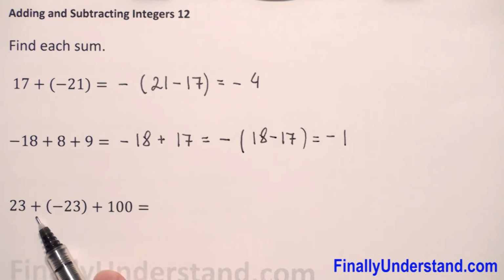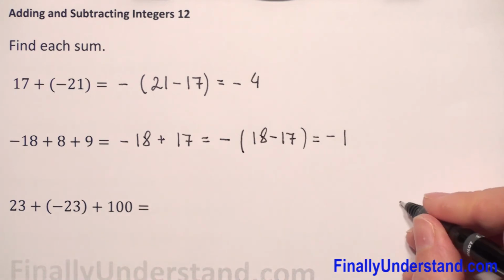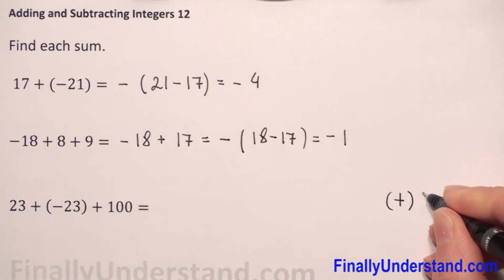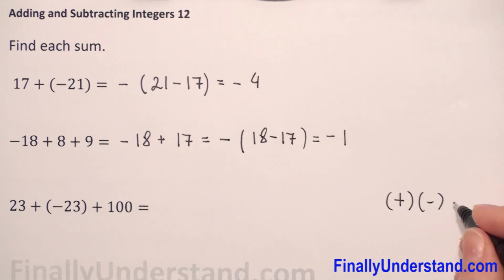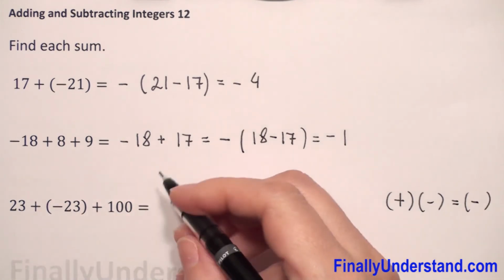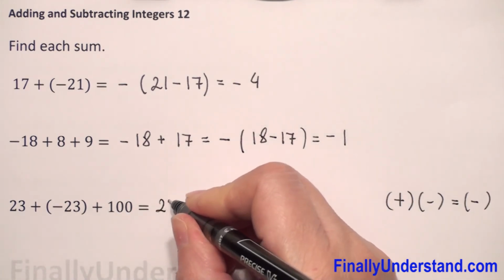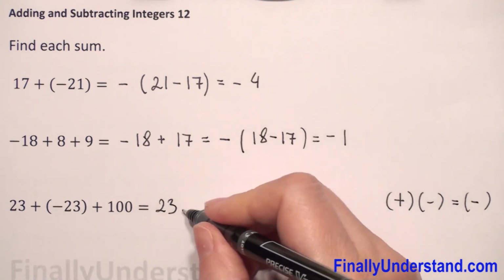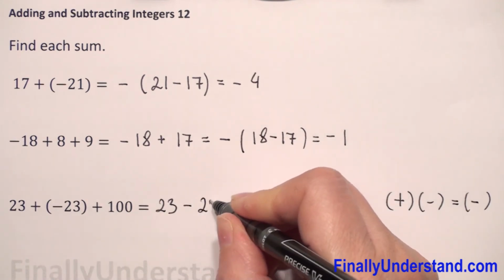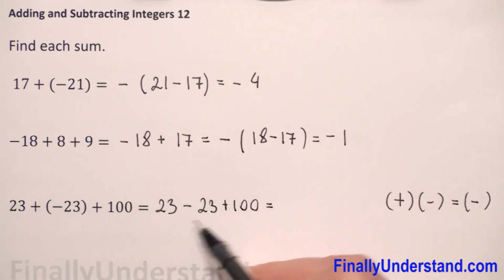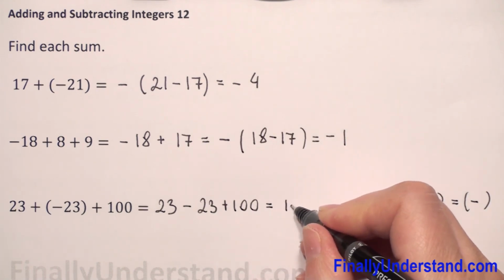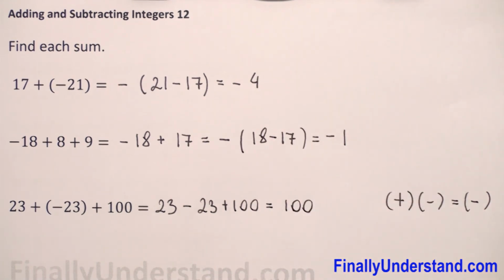Again, positive sign and negative. You have to memorize positive and negative. It's just like multiplication. Positive times negative always gives you a negative sign. So we can rewrite this expression: 23, positive and negative give me negative, minus 23, and we have plus 100. So this is equal to 23 minus 23. So this is 0 plus 100 is 100. This is my solution.